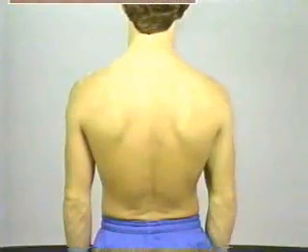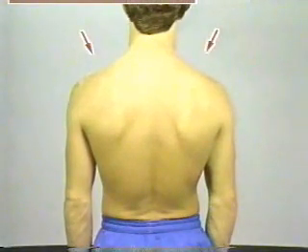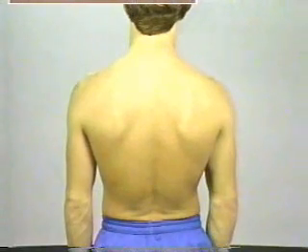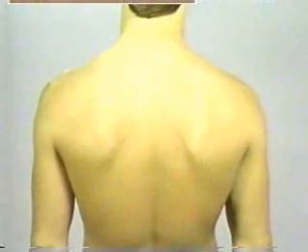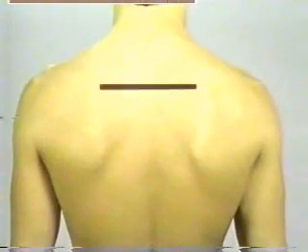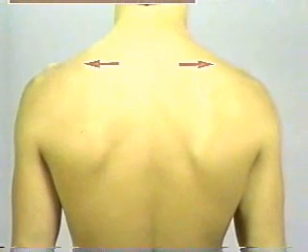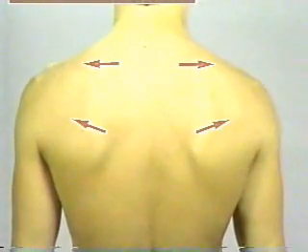Next, observe the patient from behind. Note the symmetry of the trapezius regions in the normal individual. The spines of the scapula may be visible, and note that they are normally at the same level. Carefully inspect the supraspinous and infraspinous regions, noting any atrophy as compared to the opposite side.